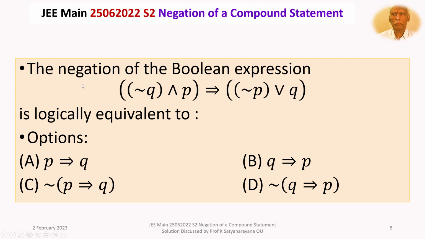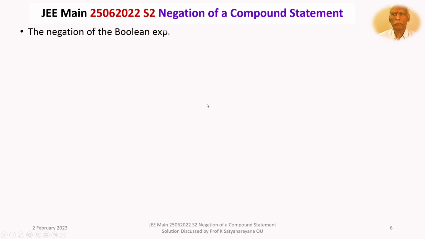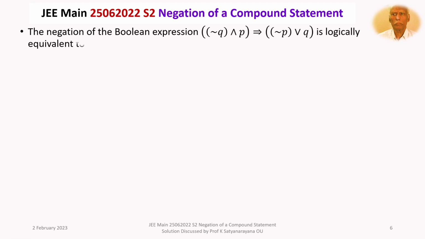We are given this Boolean expression. We have to find the negation of this one, and that is equivalent to one of the following. So that means we have to find the negation of this, write down an equivalence for that, and find out an answer from these four options. We now discuss the solution of the problem in detail. That is our given question.